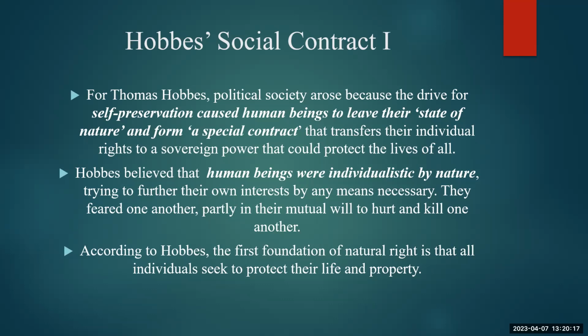And sure enough, Hobbes found that although we are individualistic in nature, we also are really afraid of people killing us or stealing our stuff. So the foundation of the social contract is this idea of a natural right that all individuals seek to protect their life and property. So fairly straightforward in that sense.